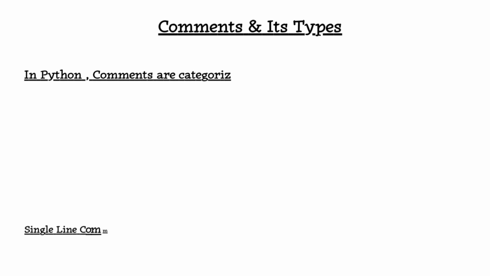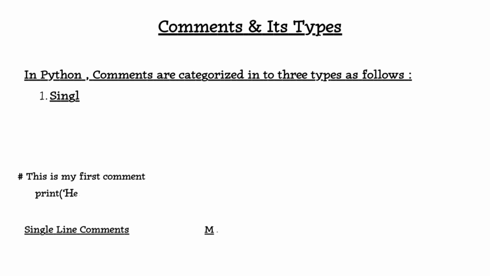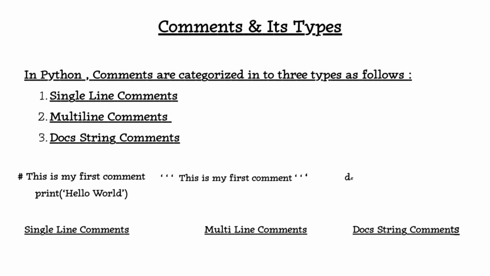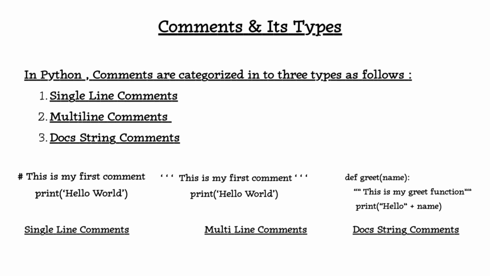In Python, we have three categories to define comments over the code. The first one is called a single line comment, the second is called a multi-line comment, and the third one is called a docstring comment. All these three types of comments are used in Python to mention comments over the code. I have shown a small code snippet on the screen right now, but we will also see the practical approach of each of them in detail.